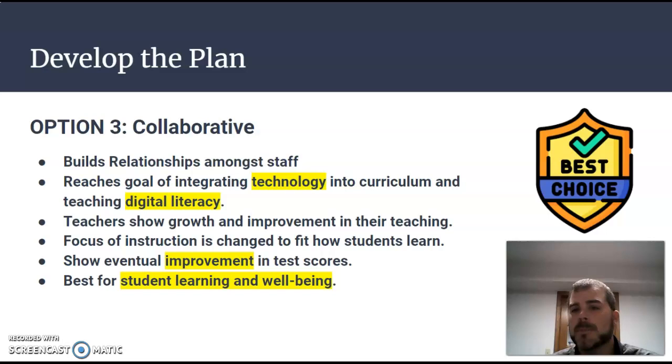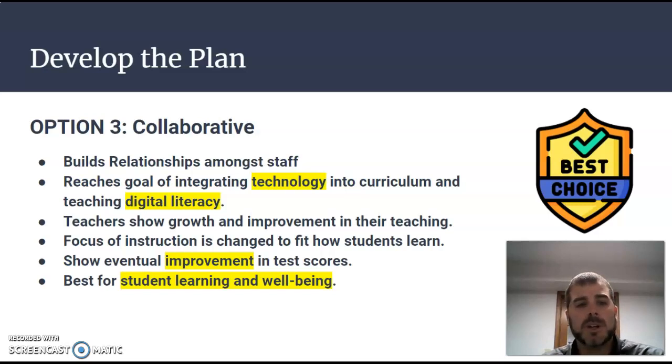Now we're going to develop the plan and make the best choice. In my opinion, option number 3, collaborative, is definitely the best choice, hands down. This option helps build relationships amongst our staff, one of the most important things that you can do in our profession, I believe. So that is a good thing.